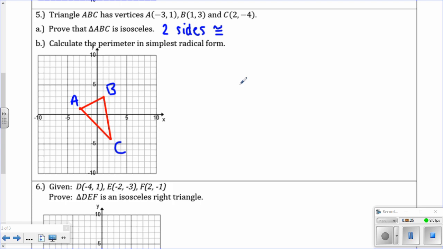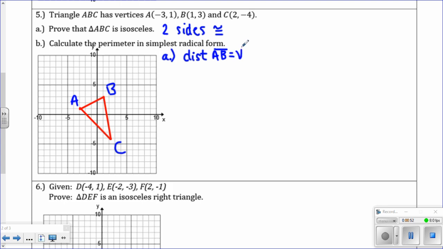Well, if we want to show that two sides are congruent, that means that those two sides have the same distance, which means we're using the distance formula. So we're going to use the distance formula. We're going to do it three times, and we're going to show that two sides have the same length. So it doesn't matter what side you start with. How about we do side AB? So I'm going to find the distance of AB.